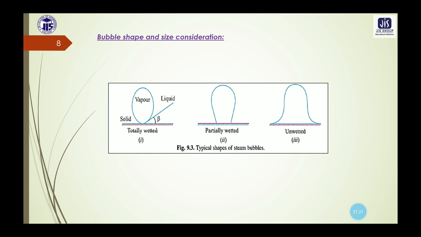So this is the theory for these totally wetted, partially wetted and unwetted surfaces, where the bubble shapes and sizes vary with the surface tension characteristics.